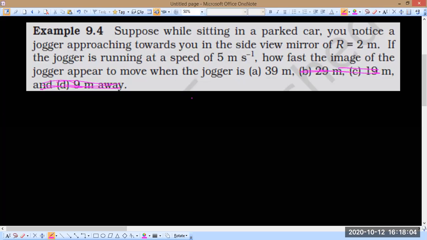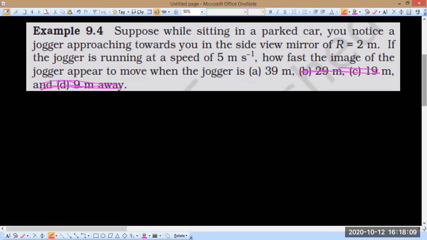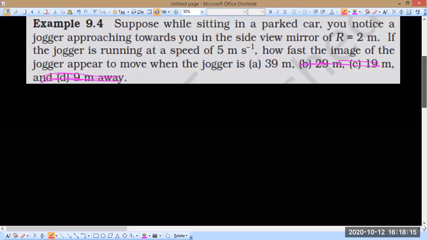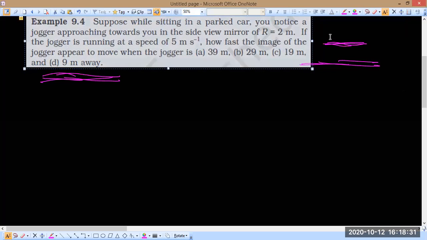Okay, right. So suppose while sitting in a parked car, enjoying the AC, you notice a jogger approaching towards you in the side view mirror of radius r equal to 2 meter, right? It is given that the radius of the mirror is 2. Now you just have to decide which kind of mirror this is going to be, and that is actually based on information, right?